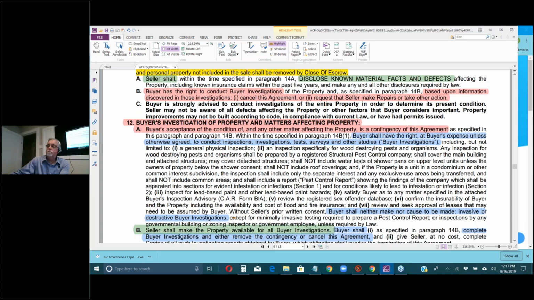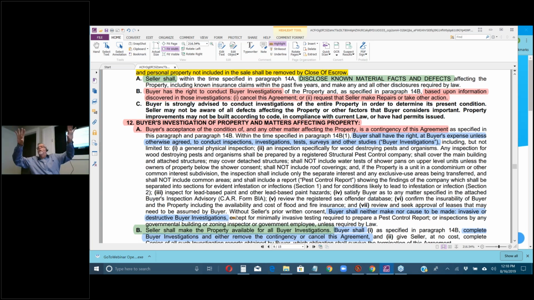Then in blue, it says buyer shall have the right at buyer's expense to conduct inspections, investigations, tests, surveys, and other studies. These are the buyer's investigations. And then it goes through and gives you a list. I've had asbestos inspections, radon gas inspections, right? I've had people bring in psychics, ghostbusters, and Native American shaman. All you have to do is be in the business long enough, and yeah, feng shui is commonplace.